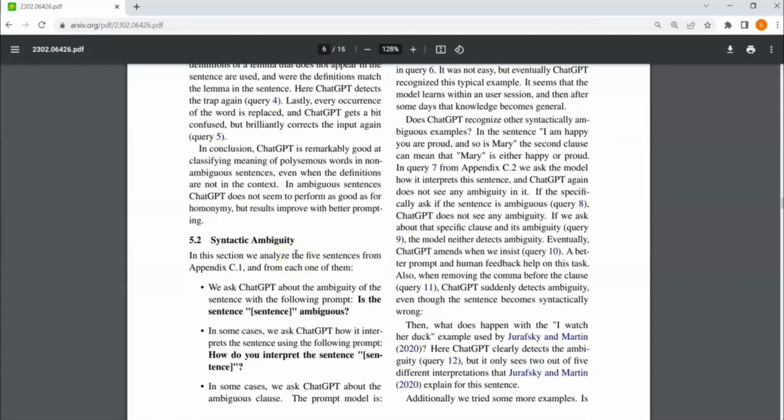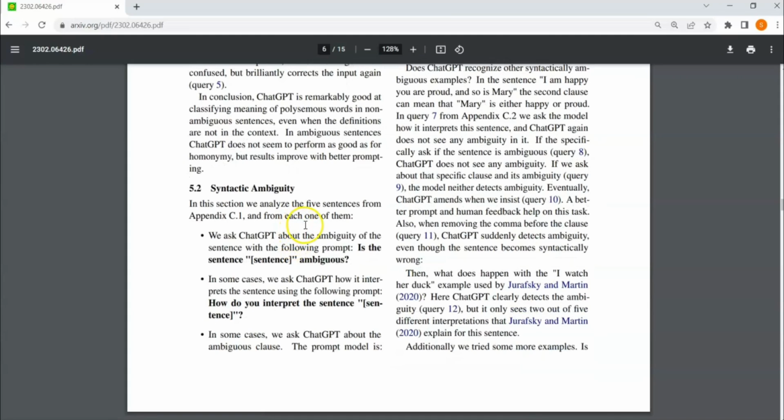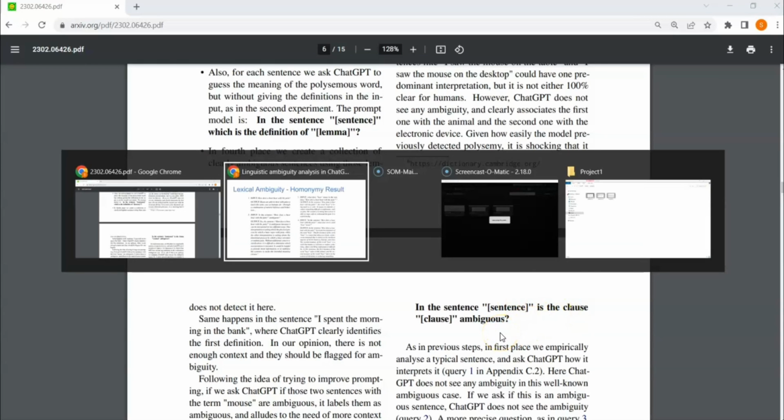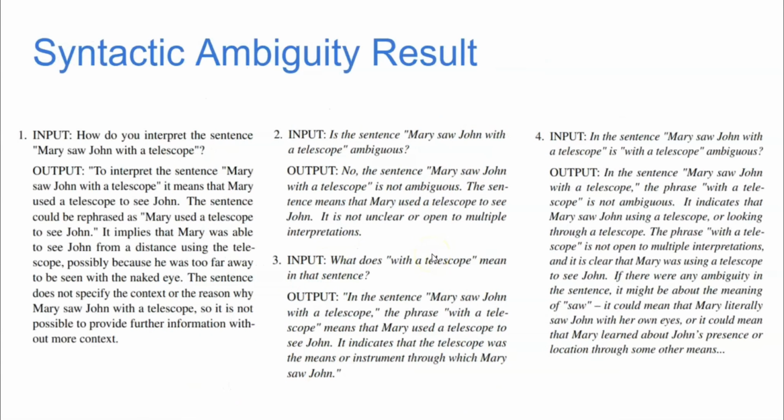Moving on, let's look at the syntactic ambiguity experiment. Again, the first prompt is, is the sentence ambiguous? The second prompt being, how do you interpret the sentence? And in some cases, ChatGPT is given an ambiguous clause, and the prompt is, is the clause ambiguous? The input to the model is, how do you interpret the sentence, Mary saw John with a telescope?